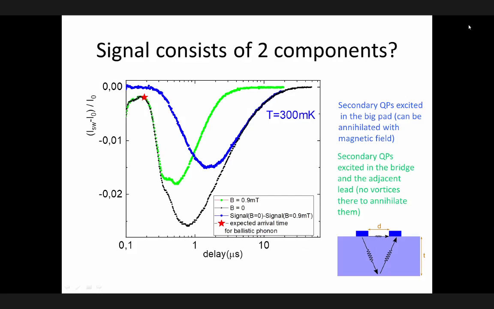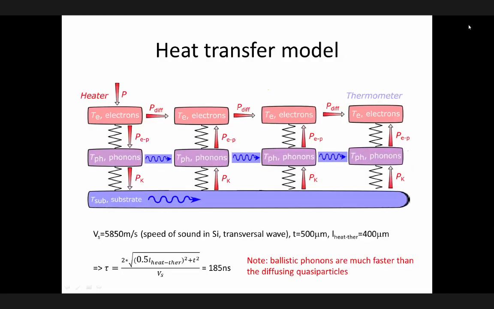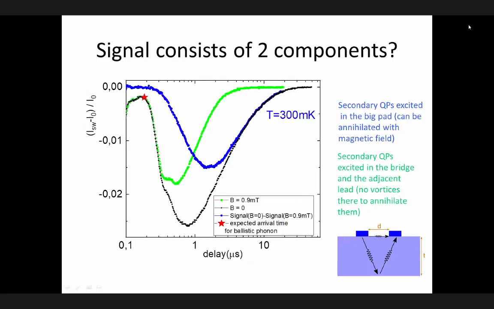So this component, as you increase temperature, this one disappears, this one disappears, and we are left only with that one. Okay, and now I would like to make some rough calculations, showing what I put here with this star.